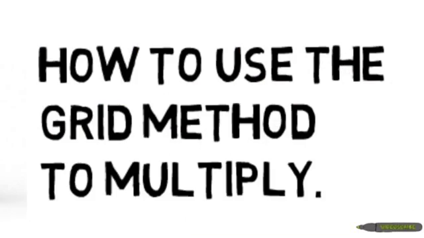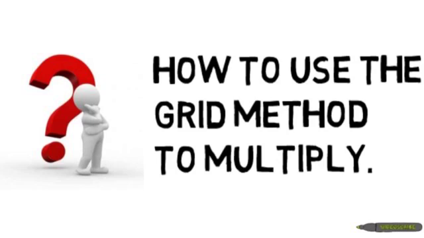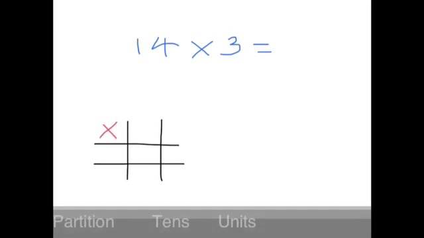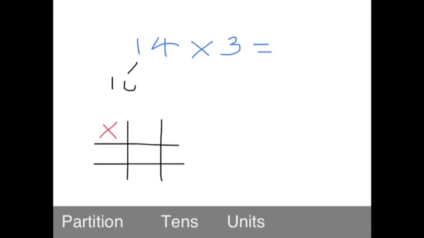This video will show you how to use the grid method to multiply. Let's start off with 14 multiplied by 3. First, we must partition 14 to become 10 and 4.